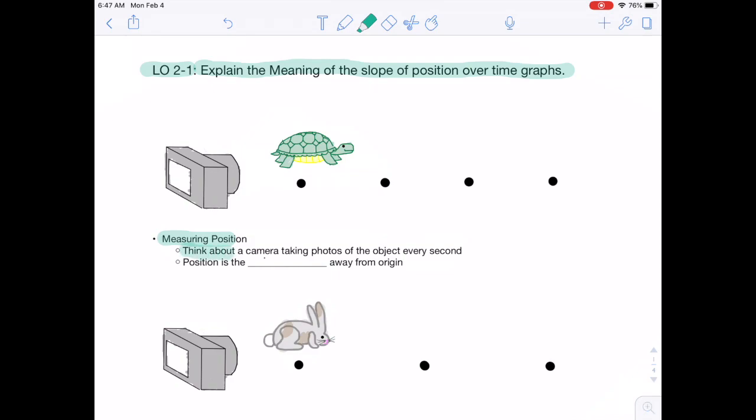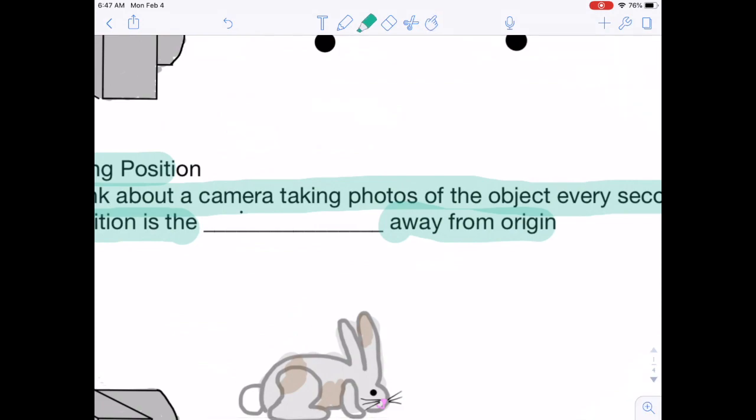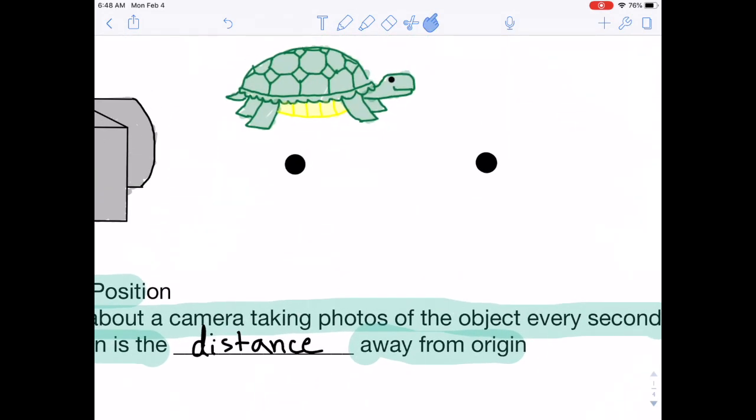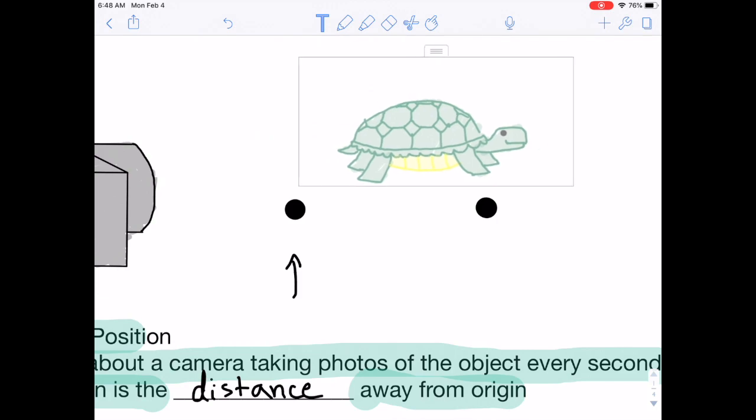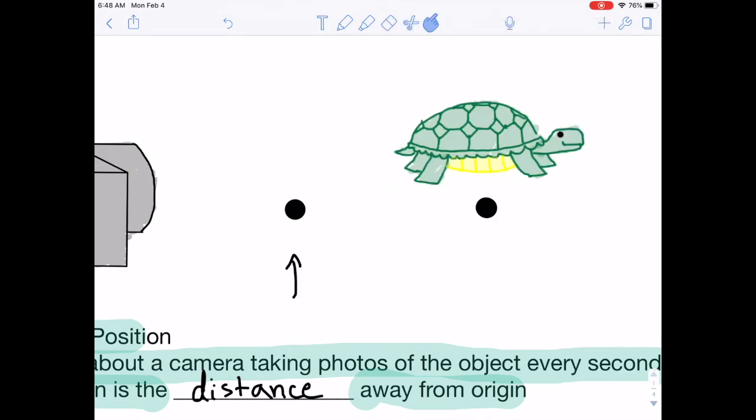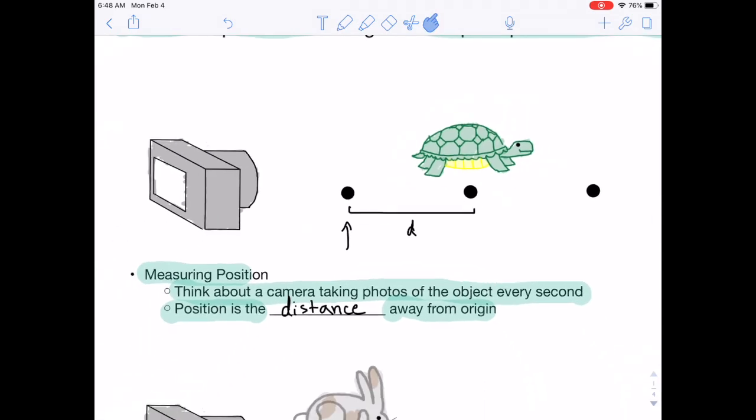So think about a camera taking photos of the object every second. Position is the distance away from the origin. Position is the distance, so just follow along, distance away from the origin. And the origin is the starting point. So if my tortoise starts here at 1 second, 0 Mississippi, 1 Mississippi. At 1 Mississippi, at 1 second, this tortoise has gone this distance. Distance away from the origin.